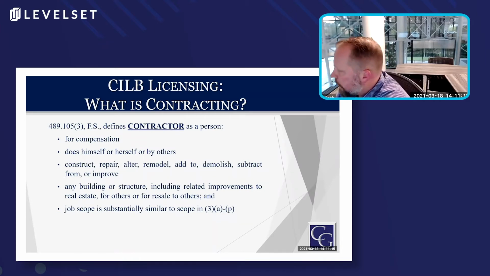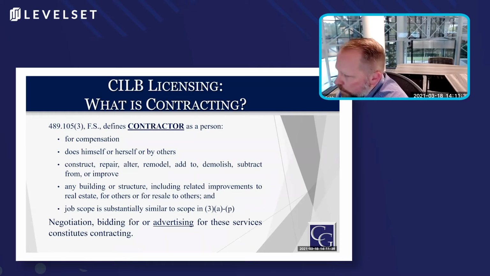subsections 3A through P. Now, subsections A through P, those are the definitions of the scopes of work in the construction licensing statute. And so you're basically, for money, through yourself or others, repairing real property that is identified as the scope in the statute. That is contracting.